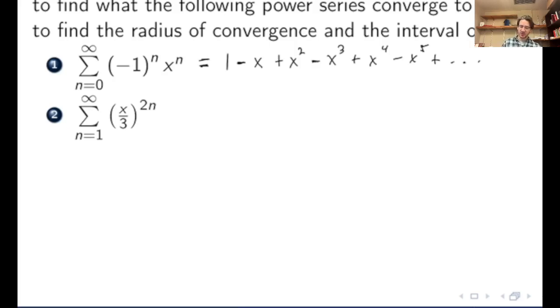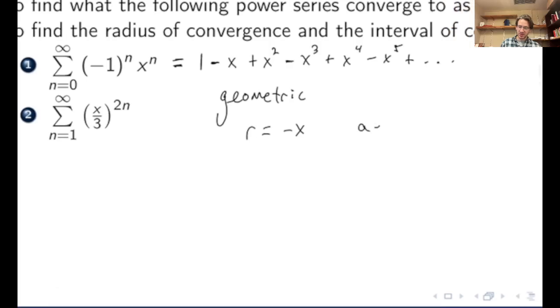This is a geometric series. How do I know it's geometric? Because to go from one term to the next, I multiply by r equals negative x. From 1 to negative x, I multiply by negative x. From negative x to positive x squared, I multiply by negative x. From x squared to negative x cubed, I multiply by negative x. This is a geometric series with r equals minus x and a equals 1.